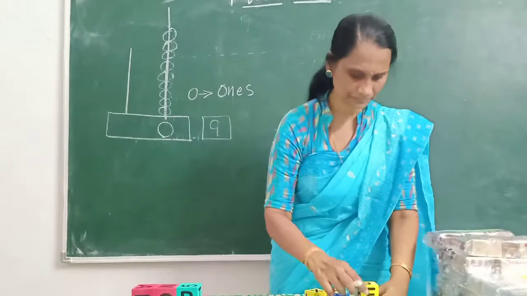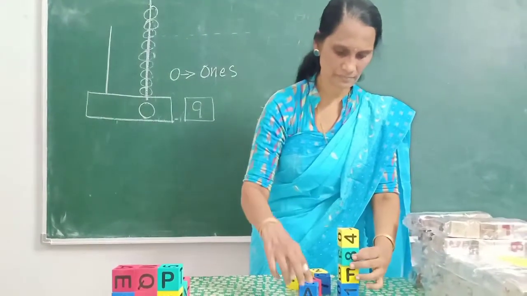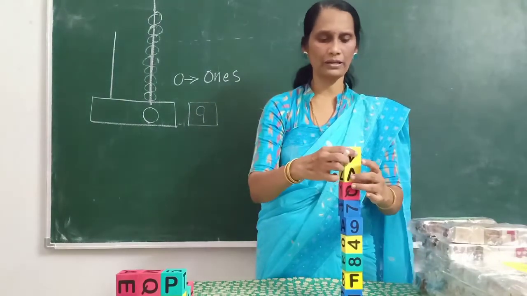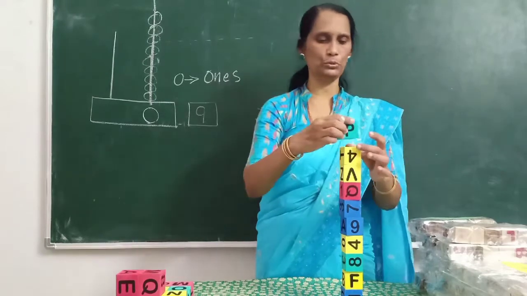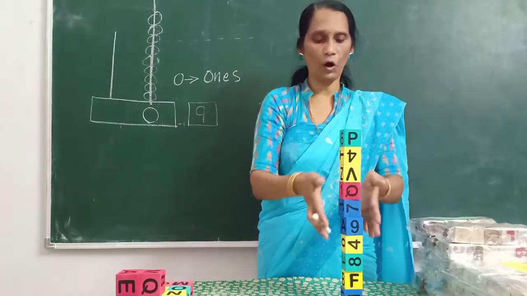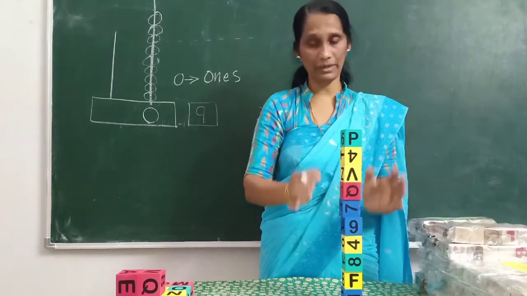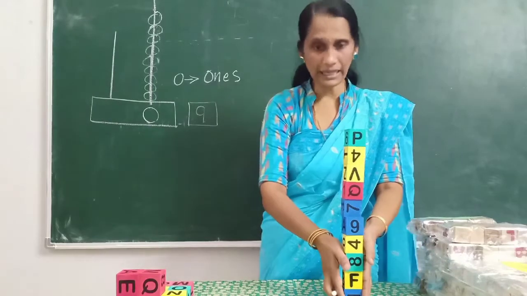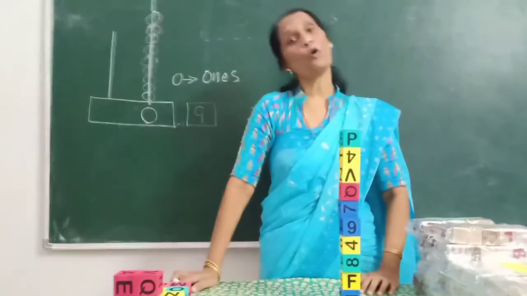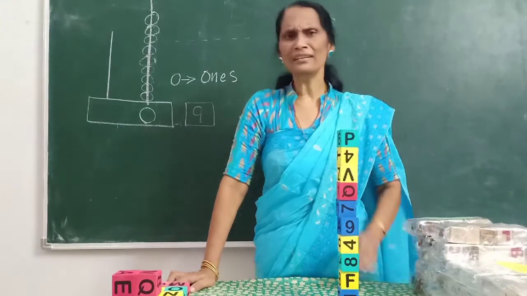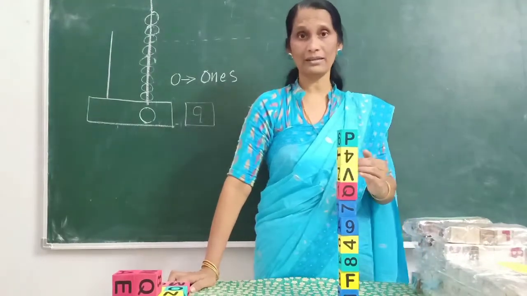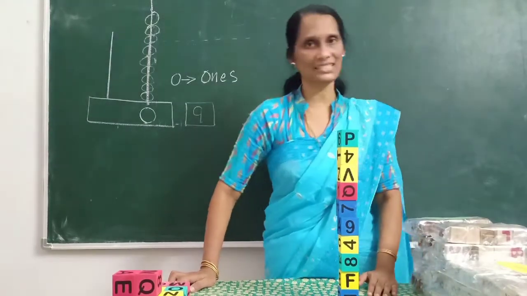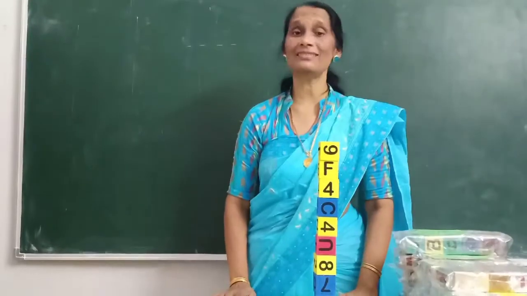Now, see here. 9 ones. If I add one more cube into this, how much will it become? It will become 10. In 10, how many ones are there? 10 ones are there. In 9, 9 ones are there. Then in 10, 10 ones are there. How should we represent this on the abacus? Let us see.